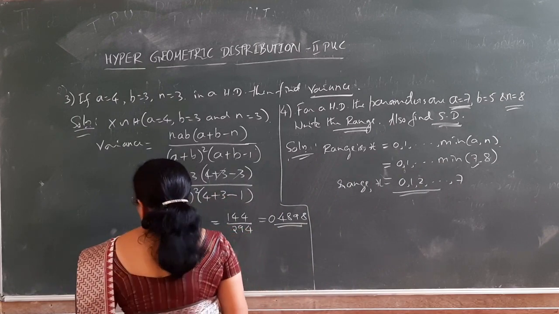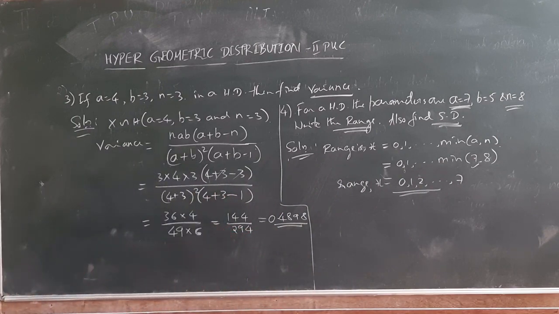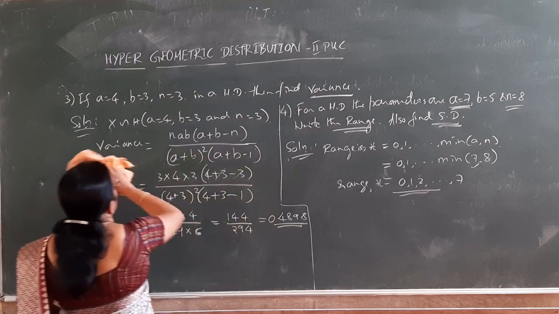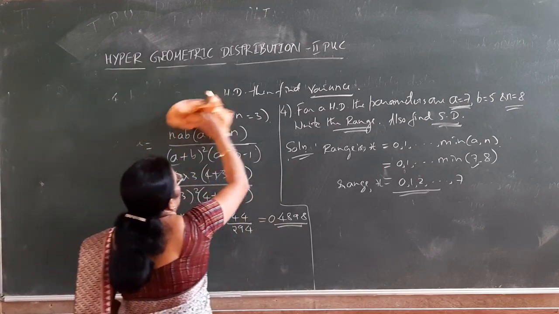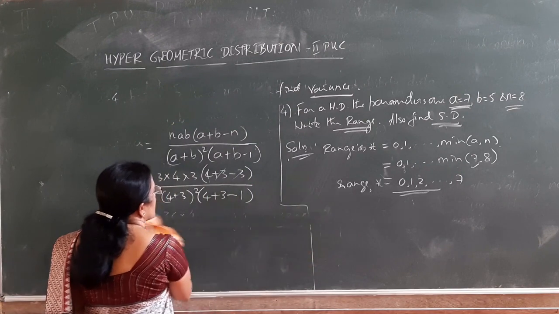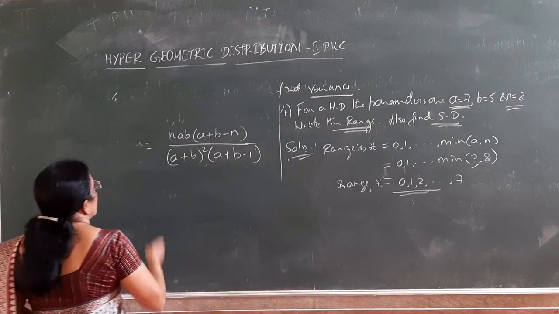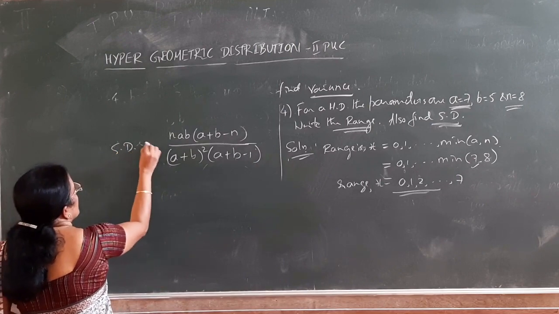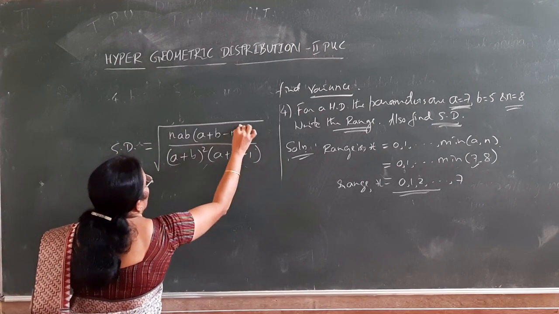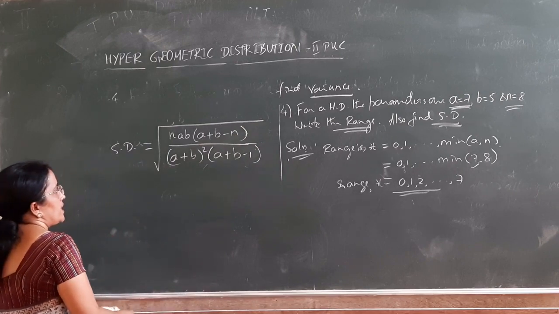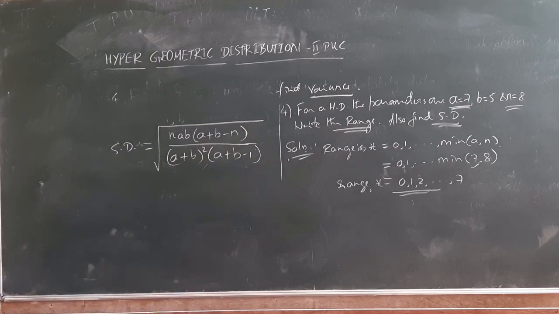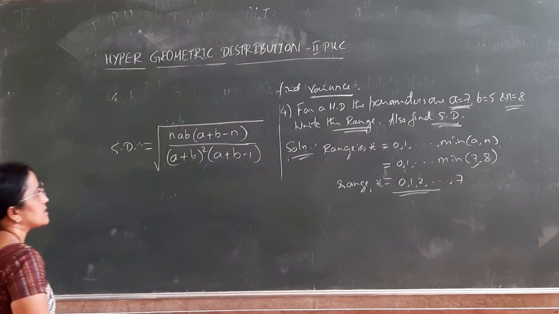Next, it is asked to write the standard deviation, right? We have to write the standard deviation. For that I am going to use this formula. What is standard deviation? Standard deviation is the square root of variance. So what is the formula? Standard deviation is equal to square root of NAB into A plus B minus N divided by A plus B whole square into A plus B minus 1.